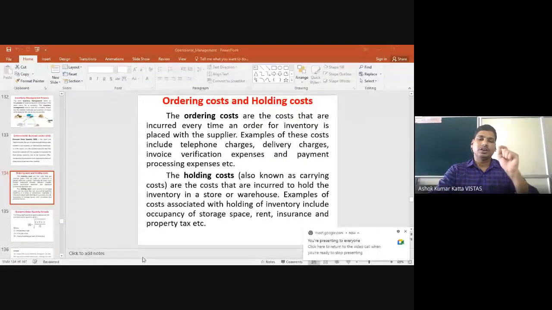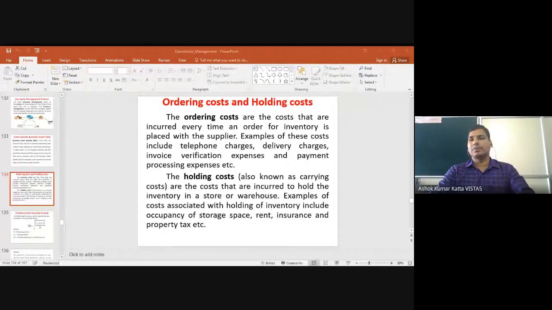The ordering cost is saying clearly: whenever you are giving orders to the suppliers, by that time you need to spend some amount, which is called the ordering cost.